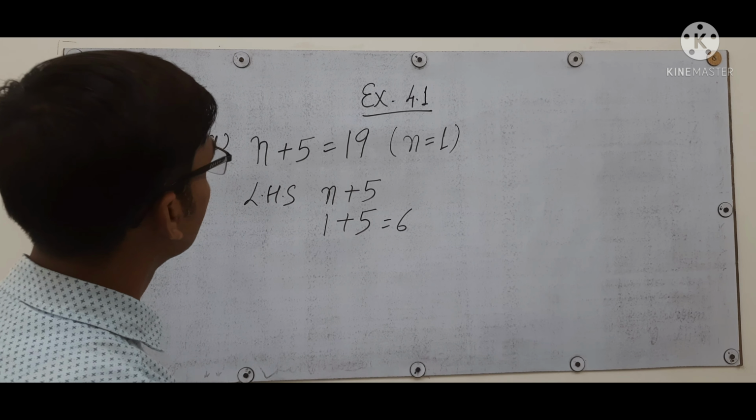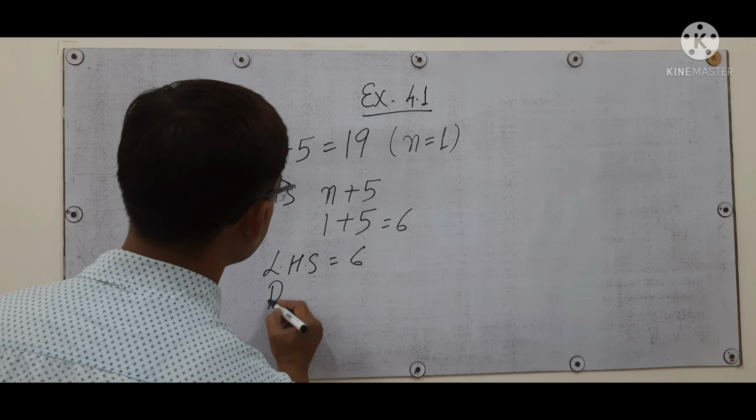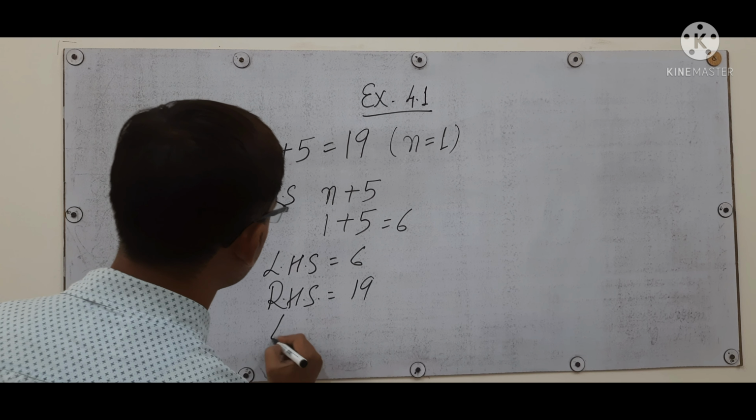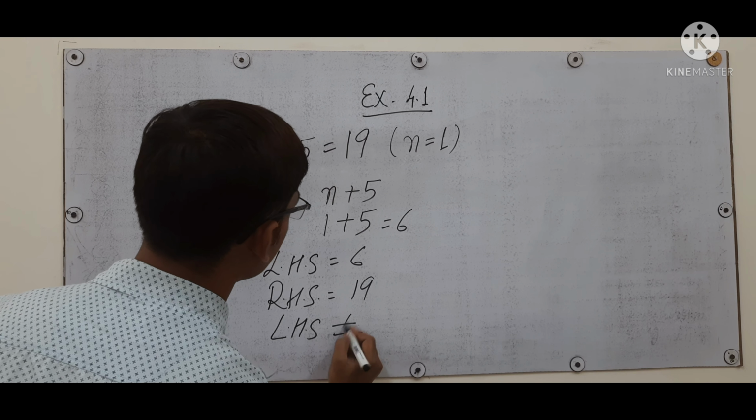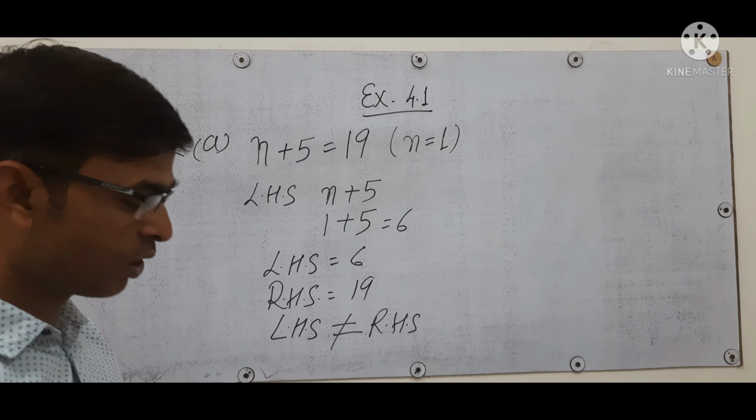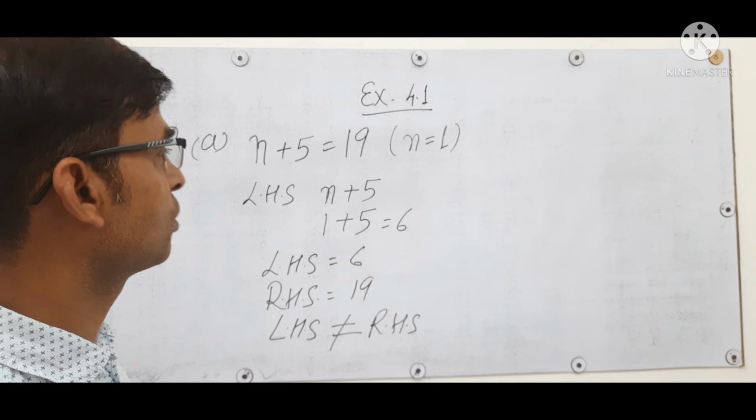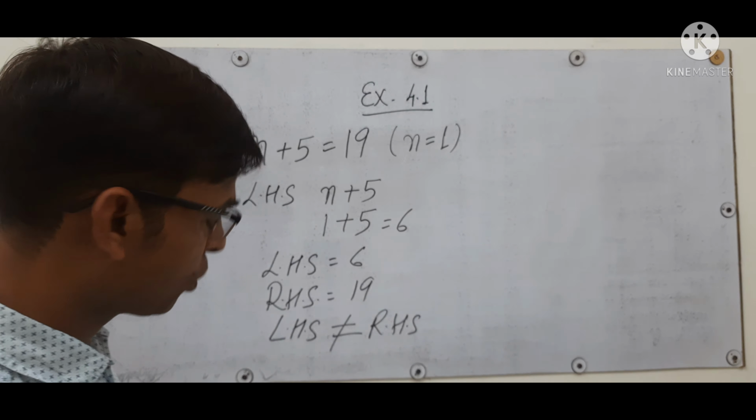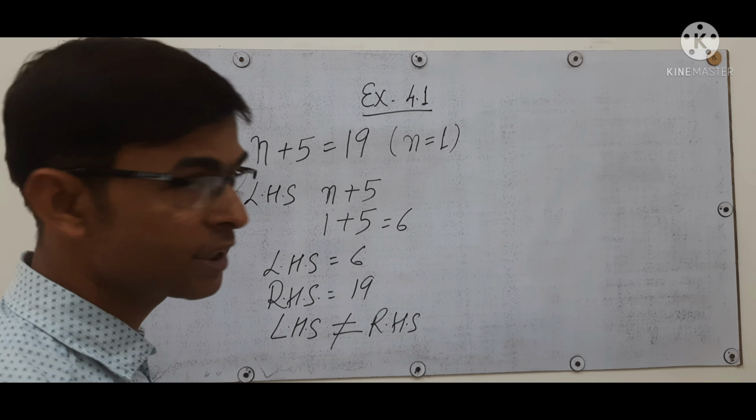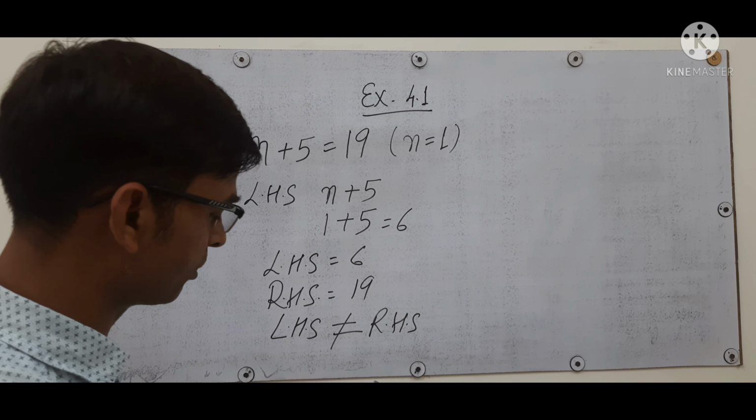So here the left hand side comes to 6 and the right hand side is given as 19. So the left hand side is not equal to the right hand side. This means that the value given in the bracket is not the solution of the equation. Okay, so the left hand side is not equal to the right hand side. It means that the value given in the bracket is not the solution.